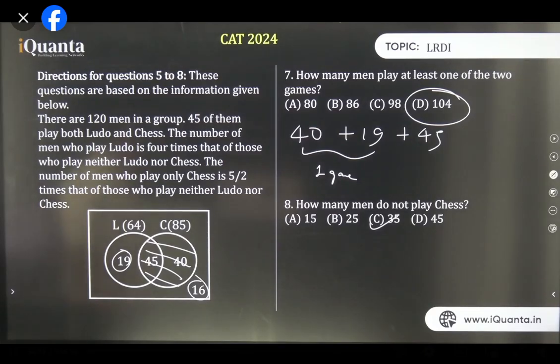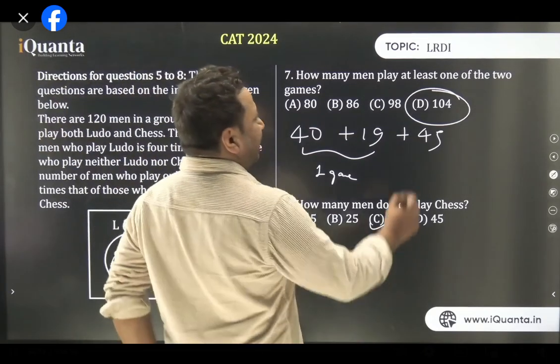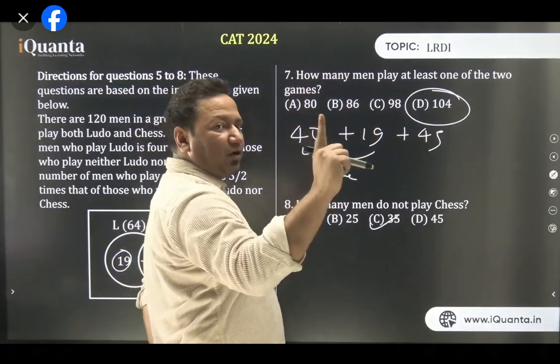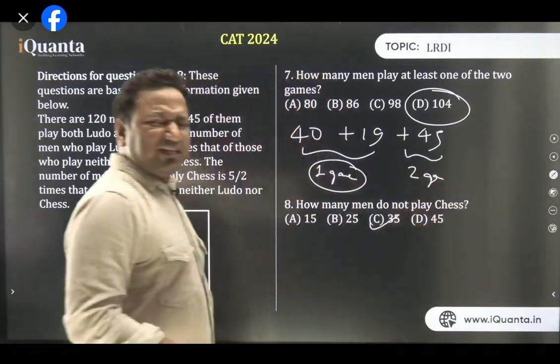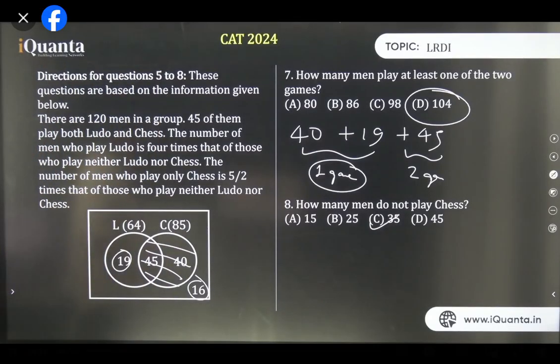Why did we add 45? Where? Okay, at least for 2 games, no? At least one. Those who play only one game and those who play 2 games will both be counted. Those are playing only one game and also those are playing 2 games. What does "at least" mean? If I play at least one, then the one who plays two will also get counted.